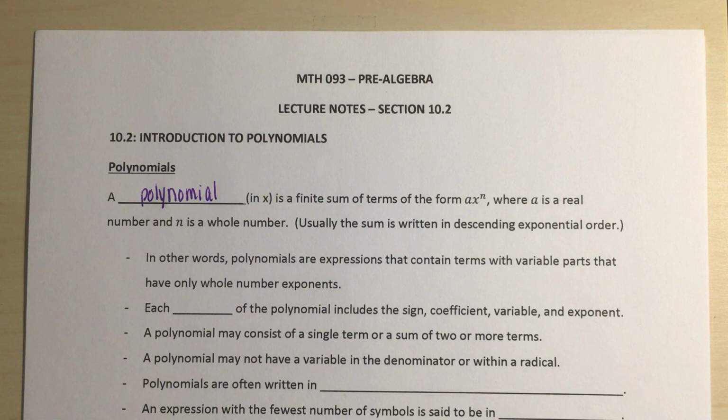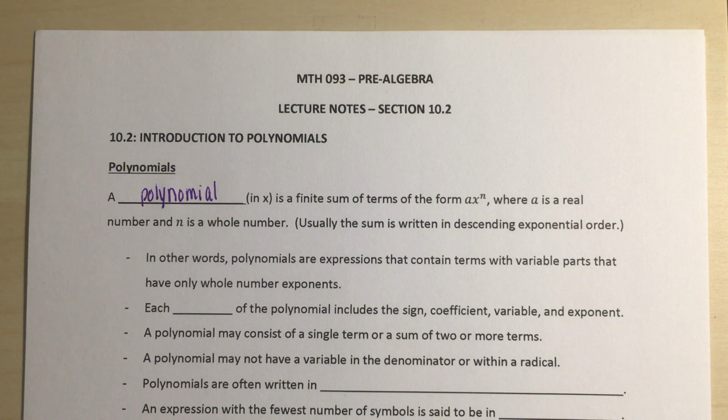The fact that it's a polynomial in X means that we're using X as our variable. It's a finite sum of terms, which means that there is a certain number of terms that we have. We might have one term, two terms, three terms, four terms, but all of our different pieces are terms that we can pick out and count. And finite means it does not go on forever.